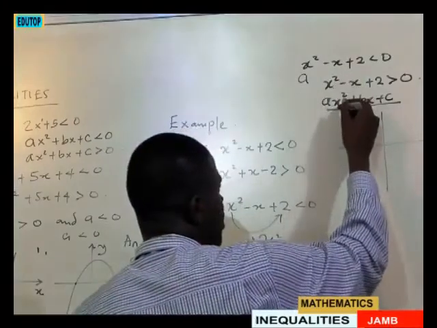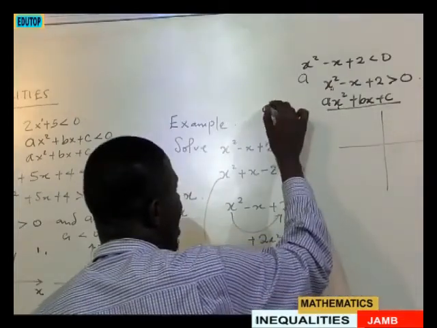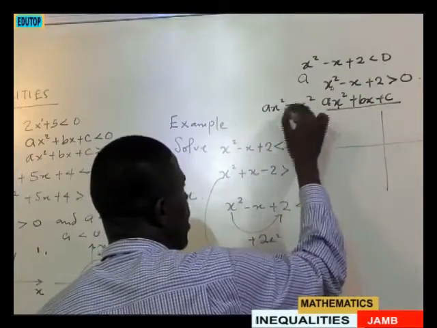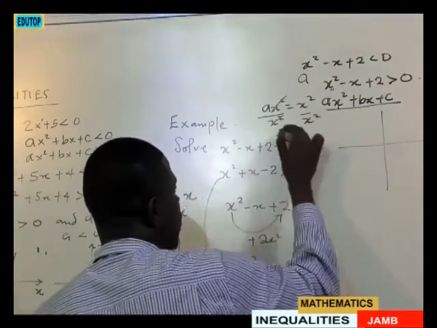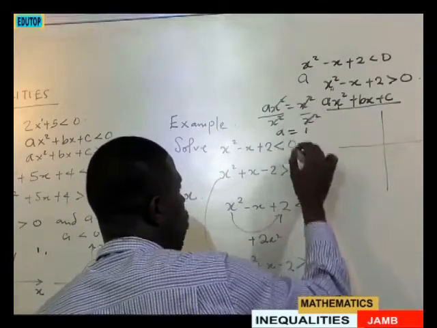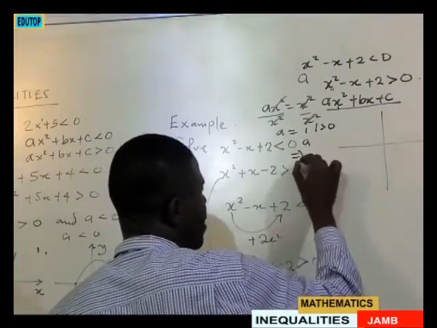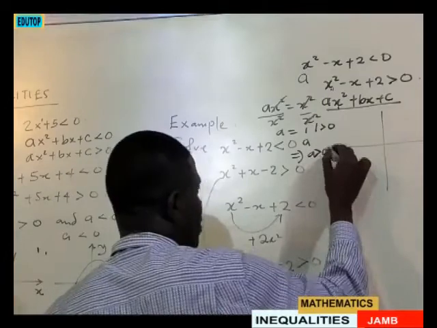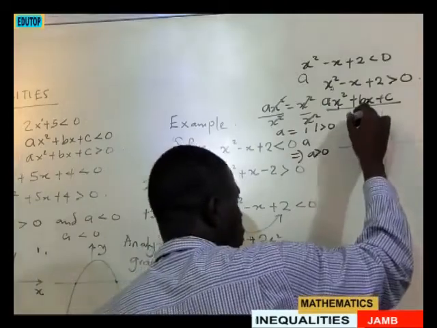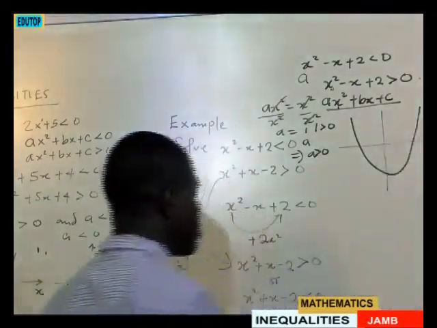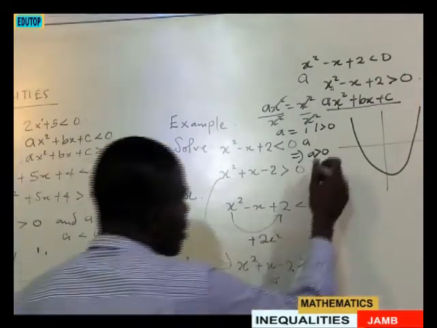If you compare coefficients, you discover that our a, with respect to this, we have ax squared equals to what? x squared. You can divide both sides by x squared, you are going to have our a to be equals to what? 1. And 1 means 1 is greater than 0, which implies that our a is greater than 0. Remember what I said initially, that when a is greater than 0, you are definitely going to have a minimum curve like this. That is the first pattern. So that is the first information you are collecting.